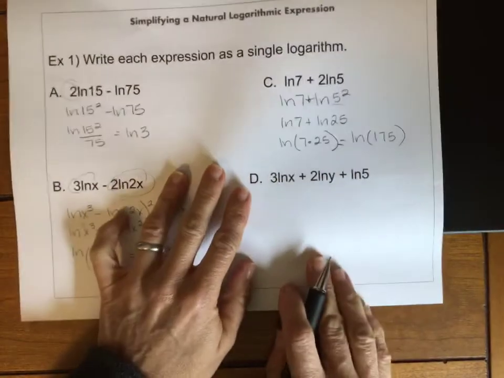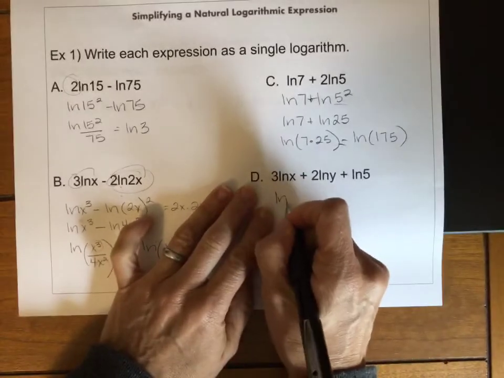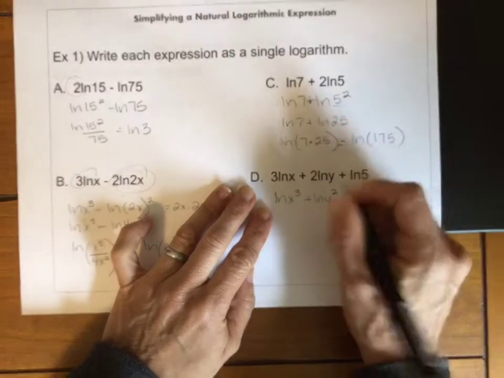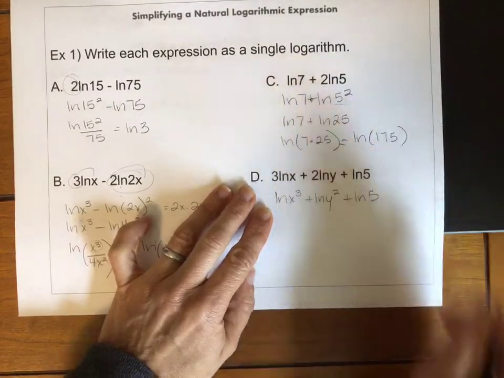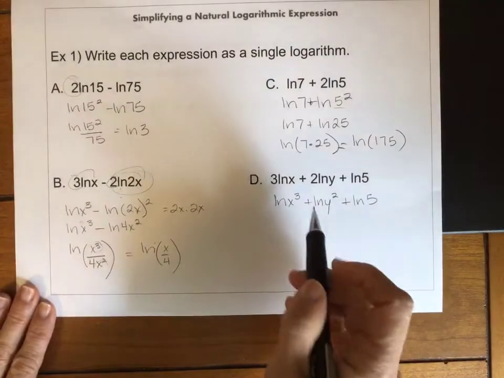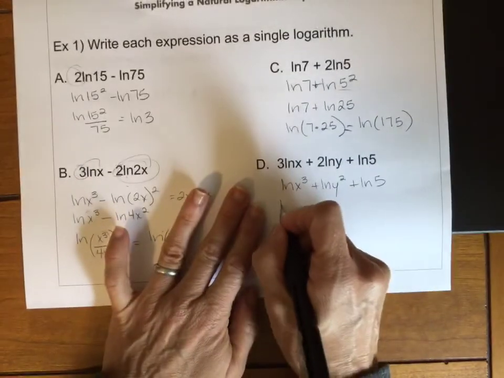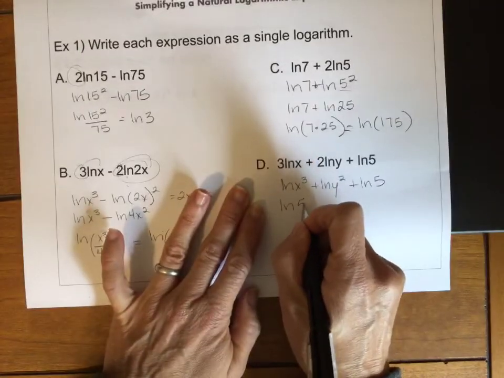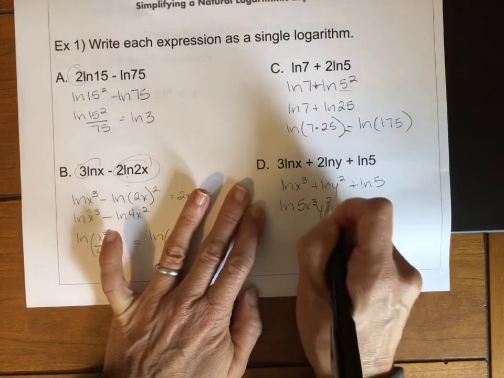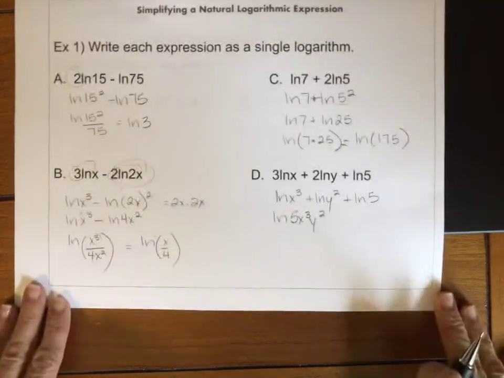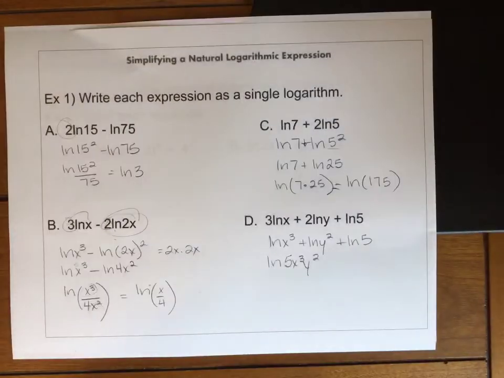So I'm going to go through this one a little more quickly. This is going to be natural log of x cubed plus the natural log of y squared plus natural log of 5. I didn't do anything with that. The addition just represents multiplication. It doesn't matter which order I do it in. So you should get for your final answer here 5x cubed y squared. All right. So there's the work on that if you need to pause and look at that more.